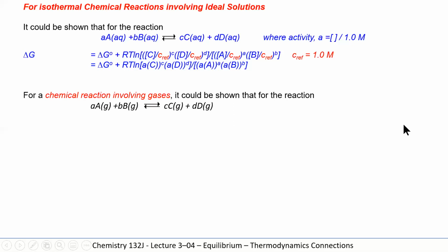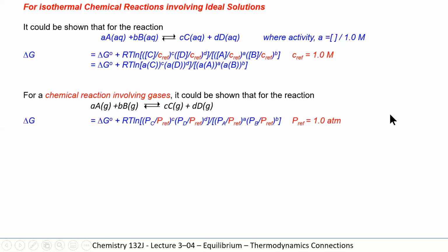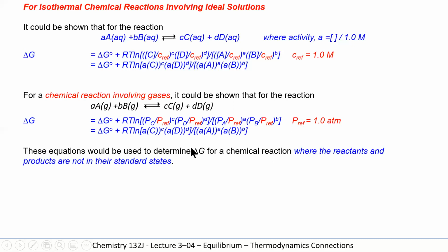For gases, again, the same equilibrium. Our reference point now will be partial pressures divided by a reference pressure of 1 atmosphere, and we apply the same mathematics to it. So these equations, again, can be used to determine delta G under non-standard conditions, where the reactants and products are not in their standard states.